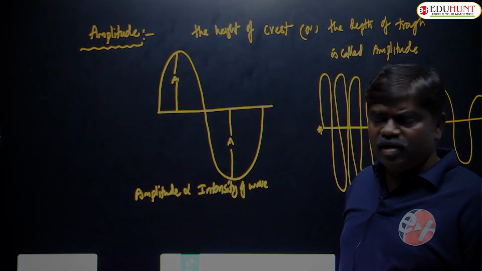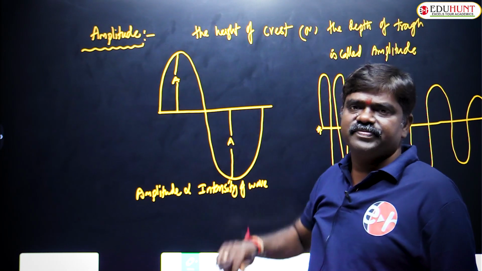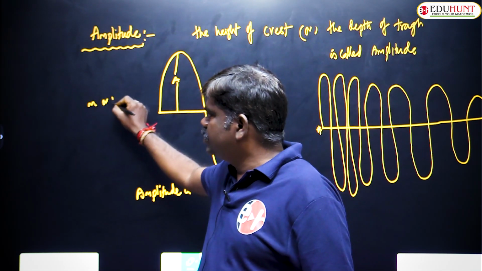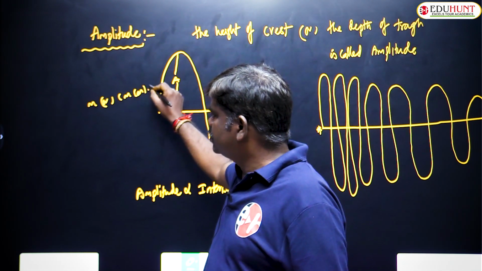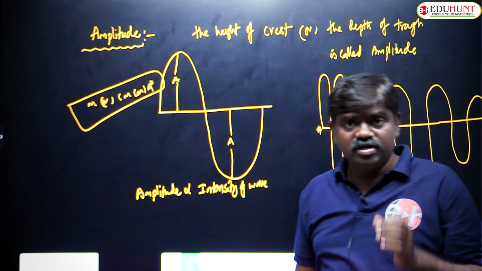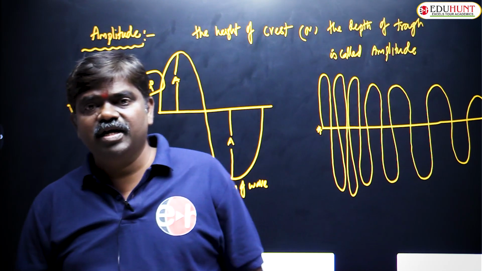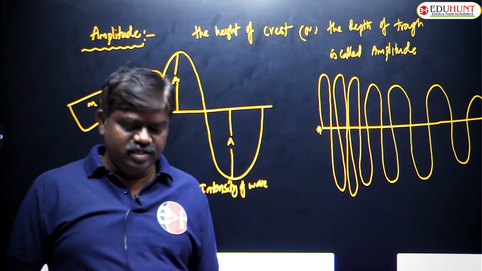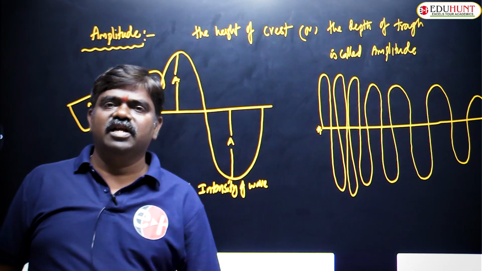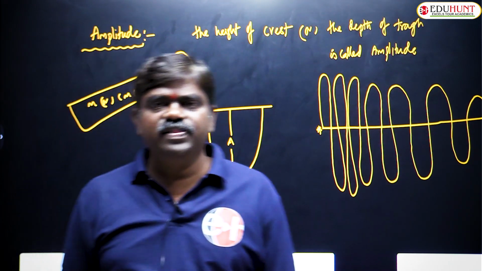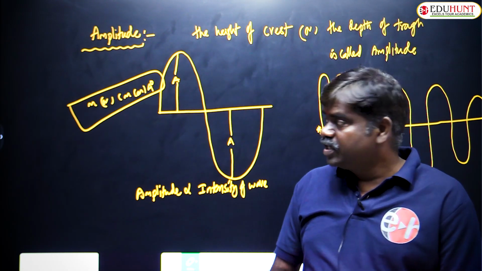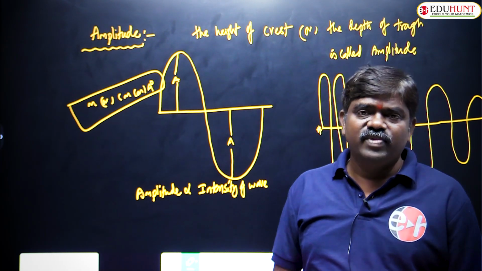So what are the units? Amplitude is also a height, that is, a length. The units of amplitude are meters, centimeters or angstroms. Understood or not? So in today's class we discussed the parameters of electromagnetic radiation, like wavelength, wave number, frequency and amplitude. These are related to electromagnetic radiations.